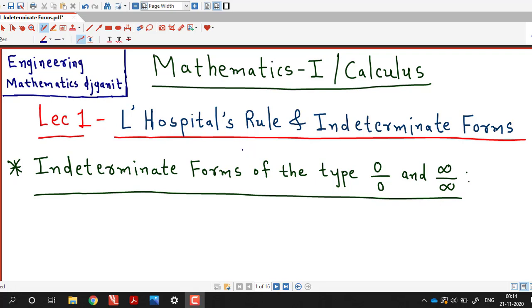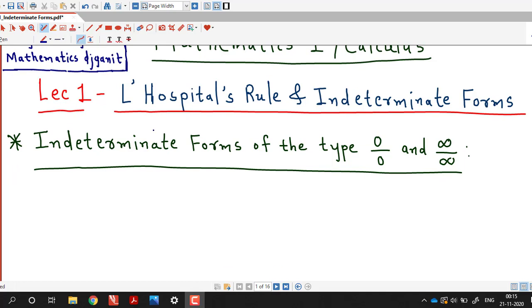Today we are going to discuss L'Hospital rule and indeterminate forms. L'Hospital rule is important in evaluating certain limits which we are not able to evaluate by the usual methods we study at school level. First we will discuss the meaning of indeterminate forms, then we will see what L'Hospital rule is and how to evaluate limits using it.